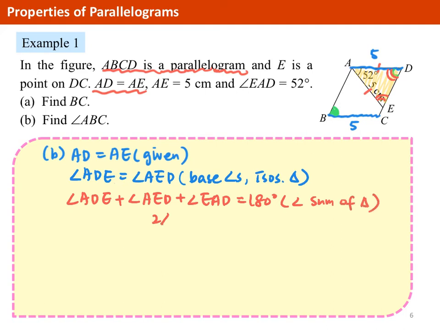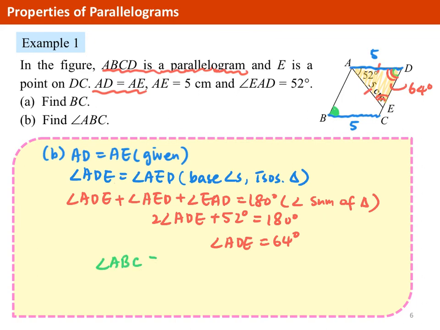So angle ADE plus angle AED plus 52 equals 180. So angle ADE is 64 degrees. So lastly, because angle ABC is opposite to angle ADE in the parallelogram, it's also 64 degrees. The reason is opposite angles of parallelogram.